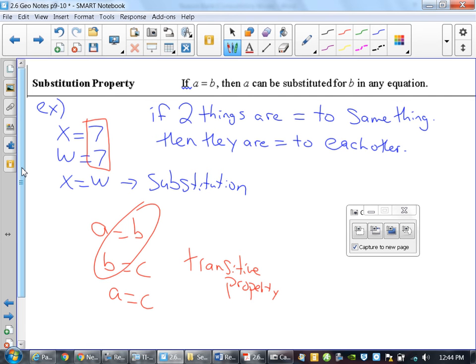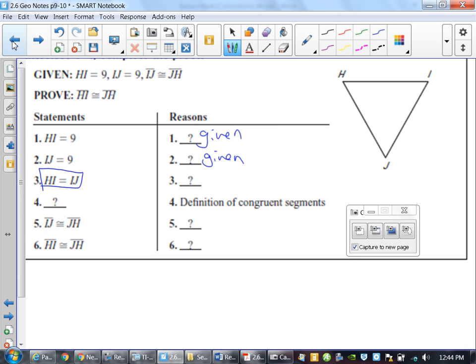All right, let's go back to that little proof part here and see where we're at then. So notice, HI is 9, IJ is 9. HI has to equal IJ because they both equal 9, because of the substitution. Okay?